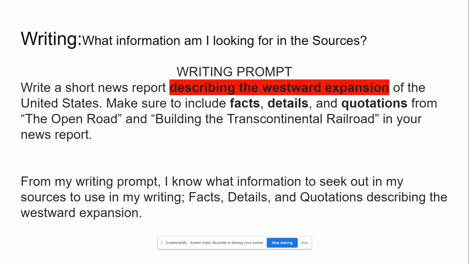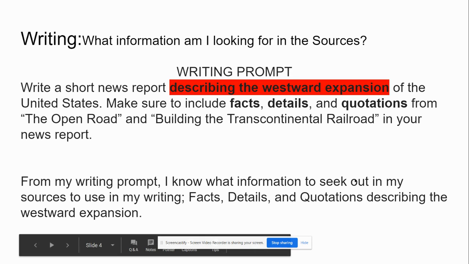So we are going to locate information in our sources. Let's refresh our minds. What information are we looking for? What are we supposed to be writing? So I looked to my writing prompt, and it tells me my topic is I need to describe the westward expansion. I need to have facts, details, and quotations from my two sources. So I know what information to seek out in my sources to use in my writing: facts, details, and quotations describing the westward expansion.